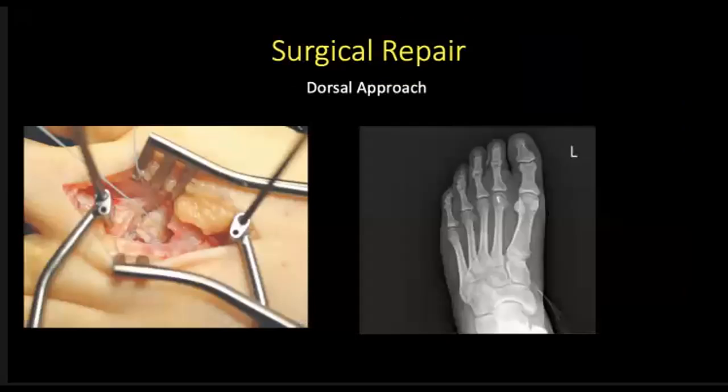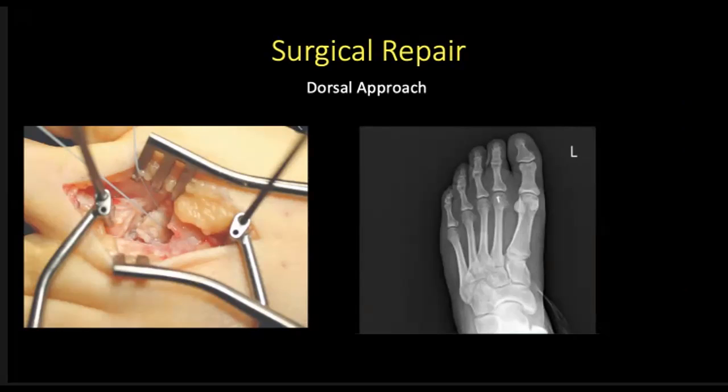Most of us are probably used to the more dorsal approach, and several different companies out there create some devices to try to distract the joint out. In some cases, you may need to make an osteotomy to get better access to the joint and the plantar plate. There's various suture passers that you can use to grab the ligament and then create several drill holes through the phalanx and reroute the sutures through the drill holes and tie the suture.